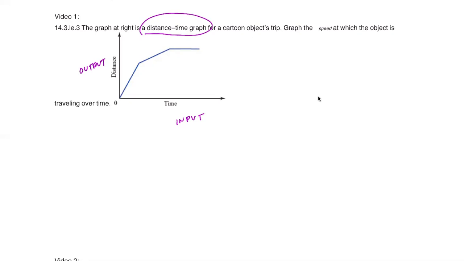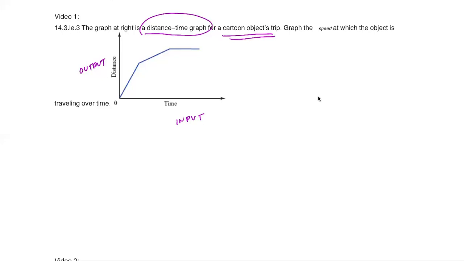The next part that's pretty important here is the talk about the cartoon object's trip. When they say cartoon object's trip, what they mean is that you can instantly switch how fast or slow you go, or where you are located. That's just what it means.